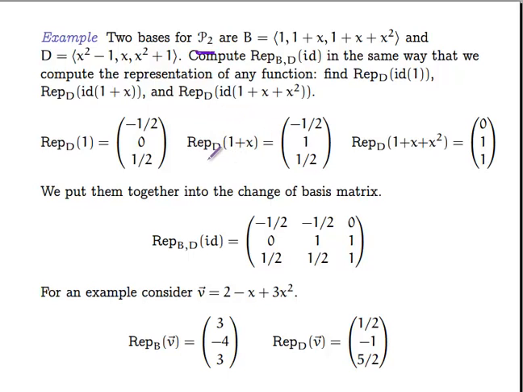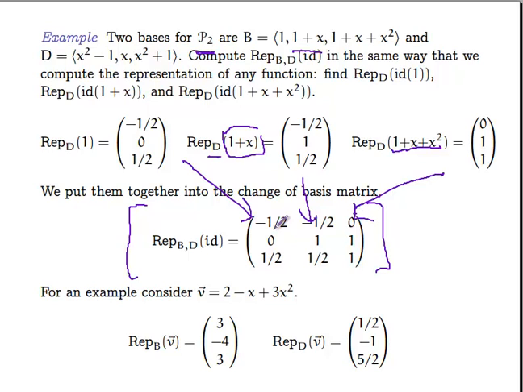Right. Similarly, you can find representations with respect to D of the other basis vectors in B. This is the second basis vector in B. This is the third basis vector in B. Okay. So these are the columns of my change of basis matrix. This gives me the first column. This gives me the second column. This gives me the third column.